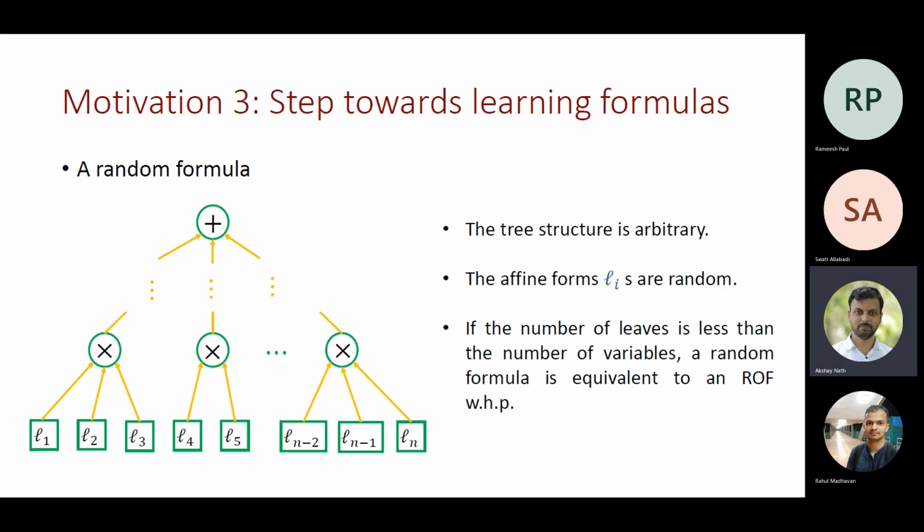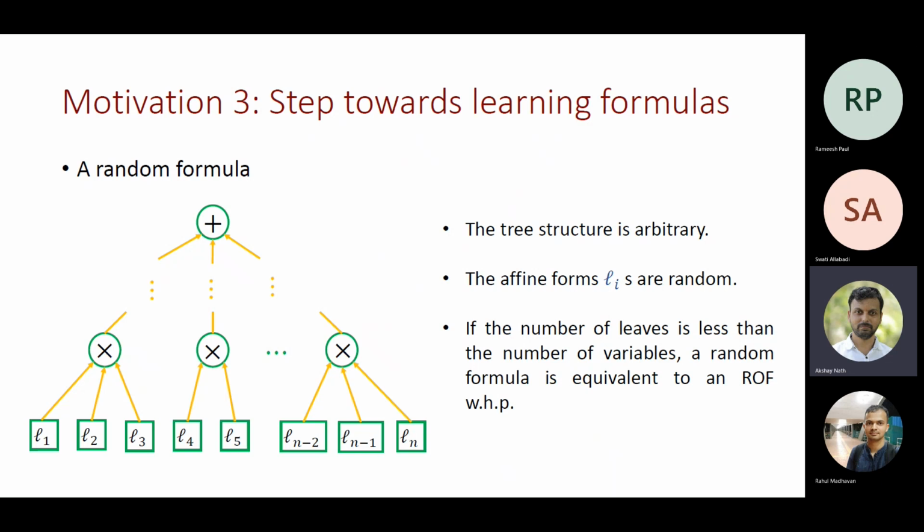The third motivation comes from taking a step towards learning formulas. Now, it is believed that learning formulas in the general case, in the worst case, is hard. So people have naturally focused on learning random formulas. So let me first define what a random formula is. Here's how you construct a random formula. You pick a tree structure arbitrarily. Then you label all the internal nodes with plus and product symbols arbitrarily. But in the leaves, you put random affine forms. Now, it turns out that if the number of leaves of the formula is less than the number of variables, then a random formula is equivalent to an ROF with high probability.